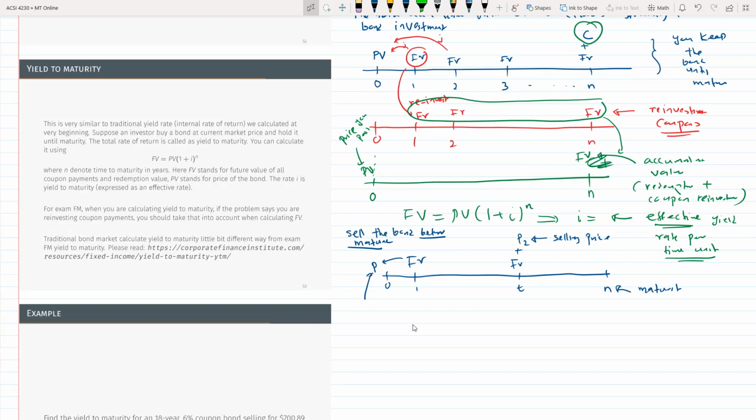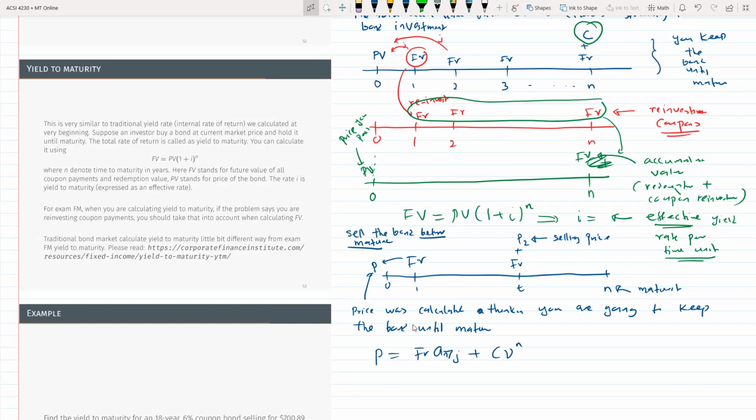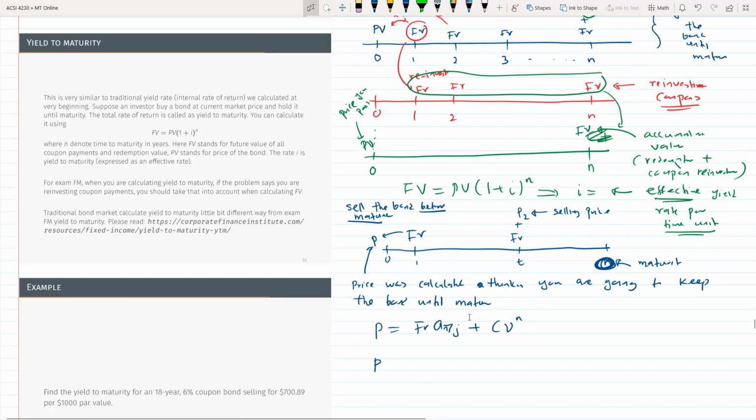Okay, so this price was calculated thinking you are going to keep the bond until maturity. Okay, so basically price P would be what? F r a_n at some rate j plus C v^n, because you are hoping to keep it until maturity. Okay, so that's the price, no? That's what you paid.